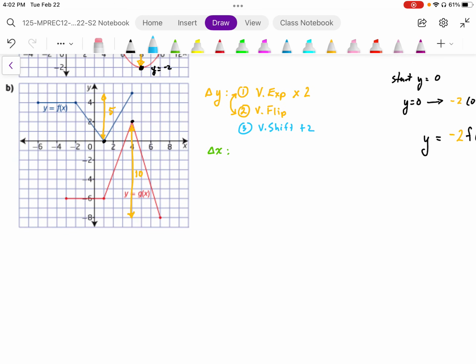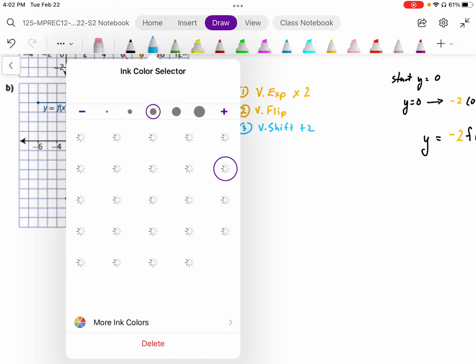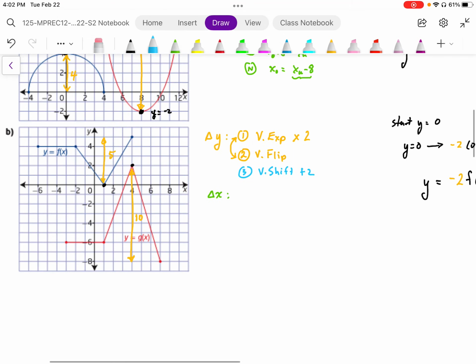Looking at the horizontal, it doesn't look like it's a horizontal expansion or anything. Okay, so nothing happened horizontally. It doesn't look like it flipped horizontally either. So it's the same distance horizontally, and maybe I'll just count it just to make sure. So I'm going to count. This is going to be from here to here across.